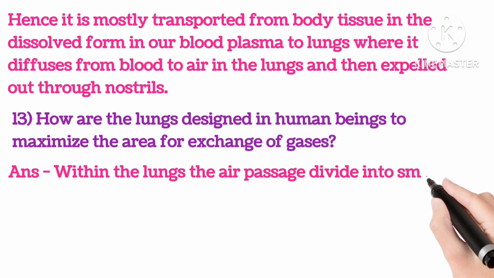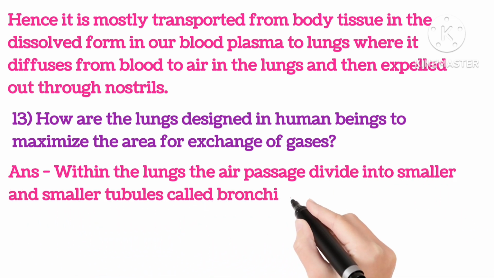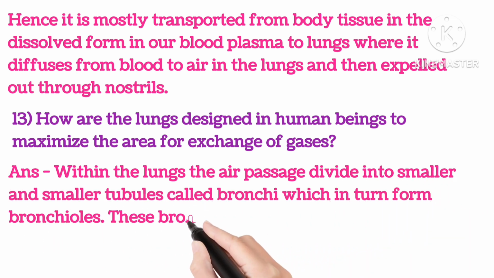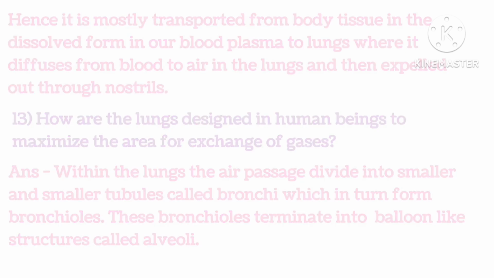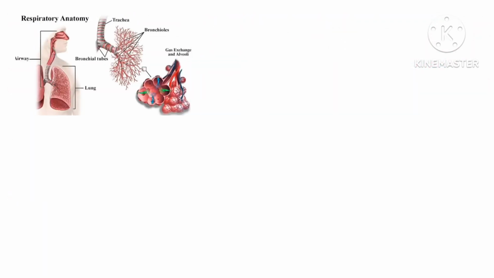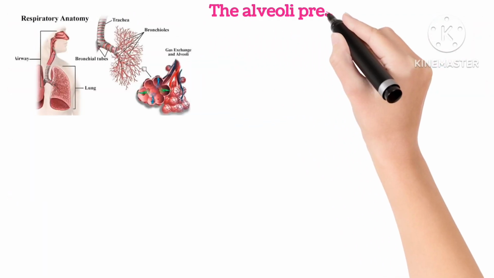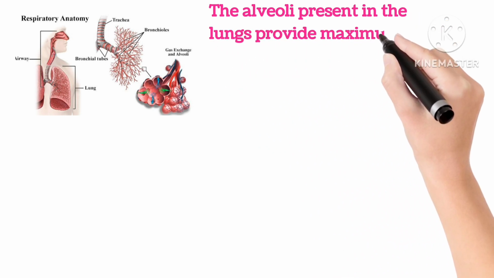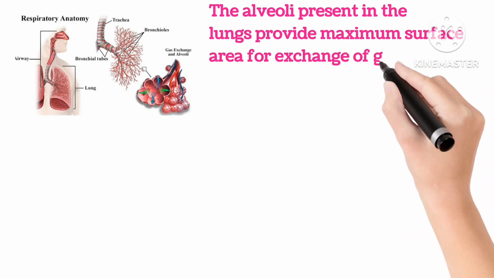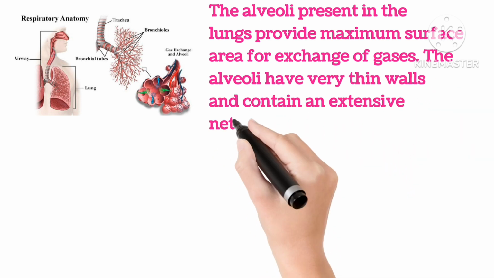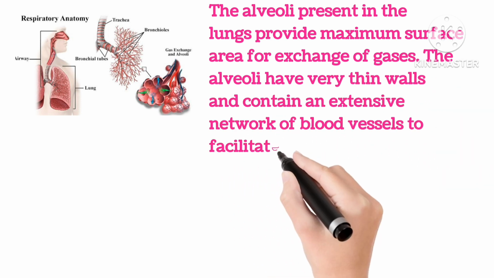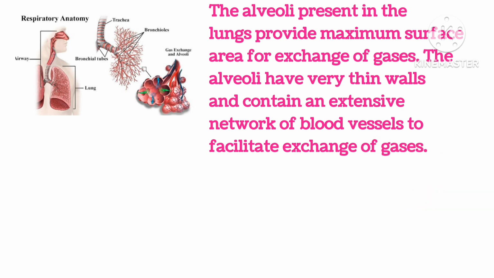Within the lungs, the air passage is divided into smaller and smaller tubules called bronchi, which turn into bronchioles. These bronchioles terminate in balloon-like structures called alveoli. As you can see here in the picture, the alveoli present in the lungs provide maximum surface area for exchange of gases. The alveoli have very thin walls and contain an extensive network of blood capillary vessels to facilitate exchange of gases.